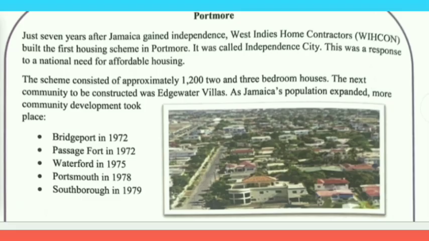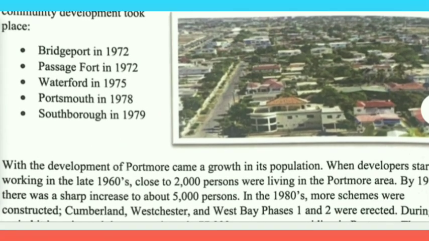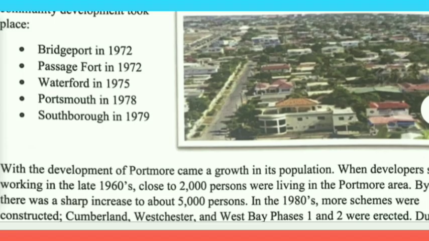The next community to be constructed was Edgewater Villas. As Jamaica's population expanded, more community development took place, and here we have them, or some of them. Bridgeport was developed in 1972. We have Passage Fort in 1972, Waterford in 1975, Portsmouth in 1978, Southborough in 1979.